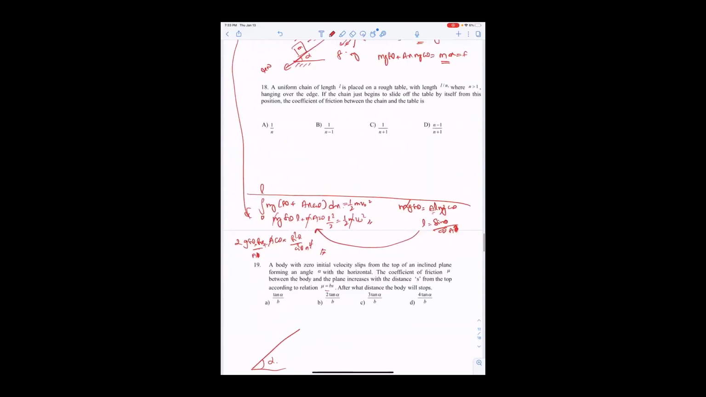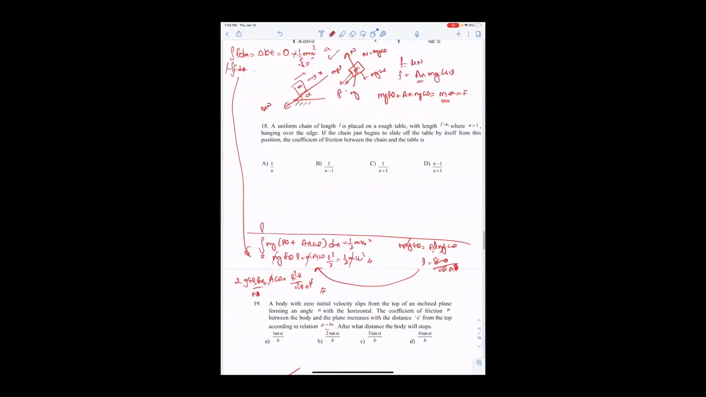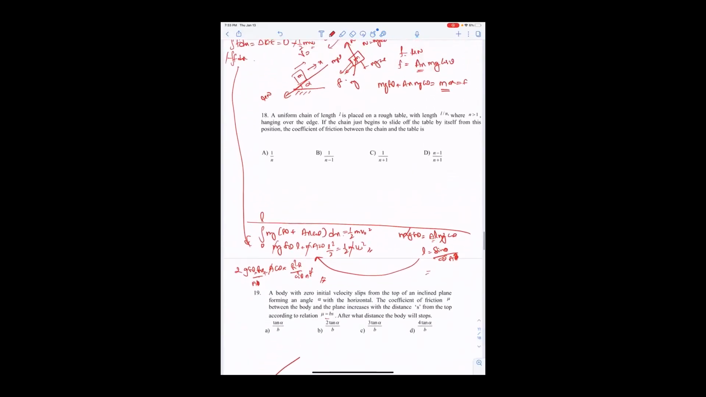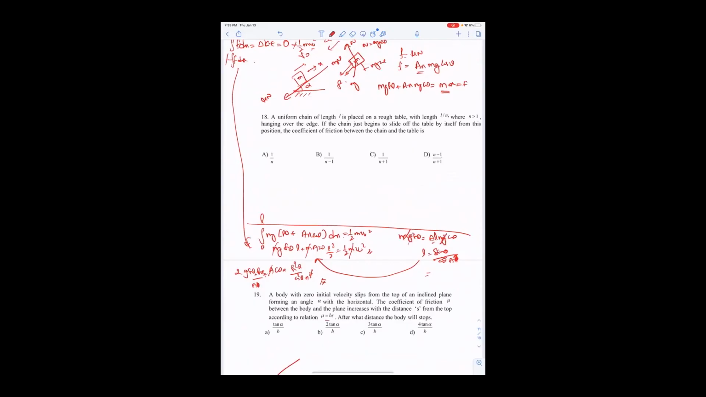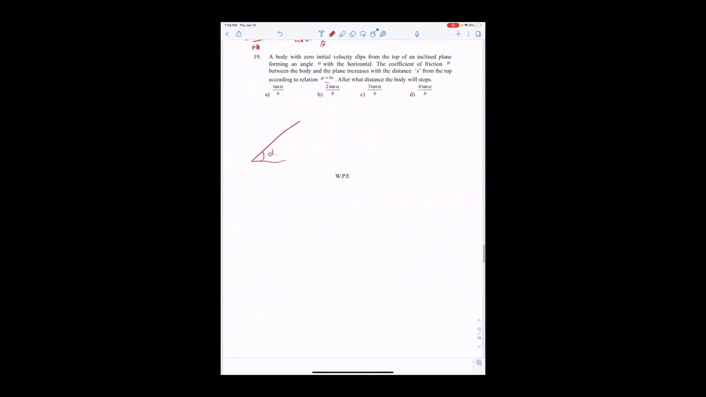Okay. Next one. A body with zero initial velocity slips from the top of an inclined plane, forming an angle alpha with the horizontal. Again, the same type. The coefficient of friction mu between the body and the plane increases with the distance s. After what distance will the body stop? So this is the answer. Already we solved it. L is equal to tan theta by a. g also gets cancelled. L is equal to tan theta by a. Do you have that? Yeah.